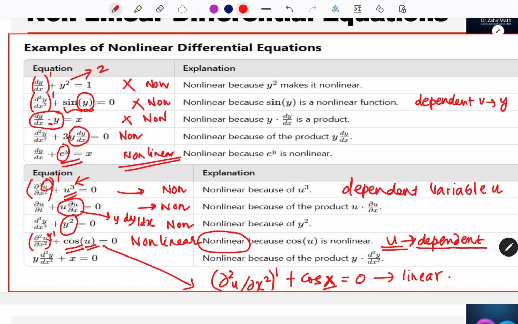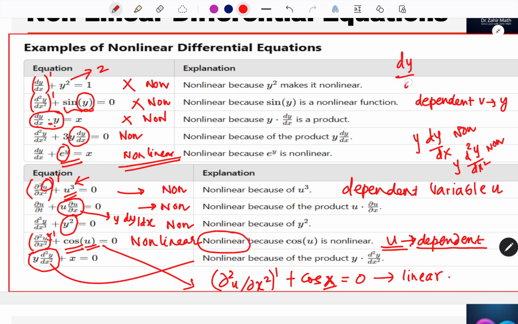Let's go with the last example, which is y multiplied by a derivative. When there is y multiplied by a derivative, it is non-linear. I gave you the example y multiplied by dy. Not only y multiplied by dy, but y multiplied by d square y by dx square is also non-linear. Keep in your mind, sometimes in the exam, dy by dx they will give as y prime, or y dash. So keep in mind, y prime is nothing but dy by dx. Did you understand everything now?